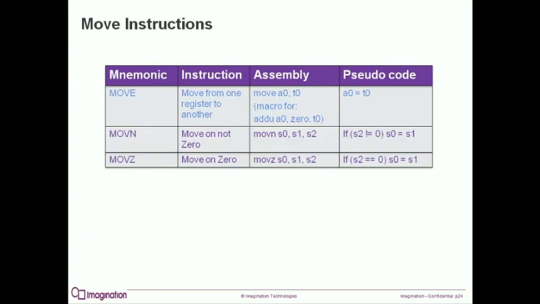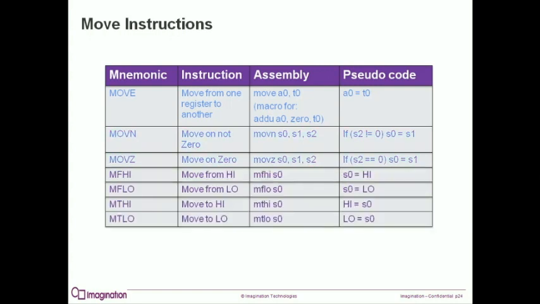The next two are instructions that test a register for true or false, 1 or 0, and conditionally do a register copy. These instructions are normally used in conjunction with the set instructions to test their result. The last four move instructions either move from or to the high and low registers to a general purpose register.